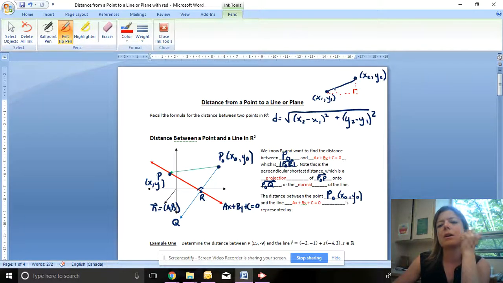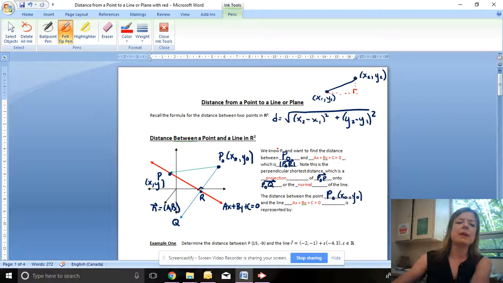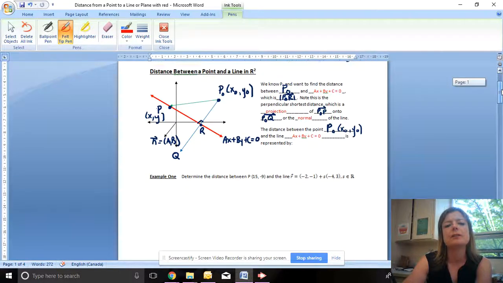So this creates a hypotenuse where the other two side lengths are (x2 minus x1) squared and (y2 minus y1) squared. Then to isolate the distance, you take the square root of the whole thing. So that was back from grade 10. We're going to expand that slightly to determine the distance between a point and a line.